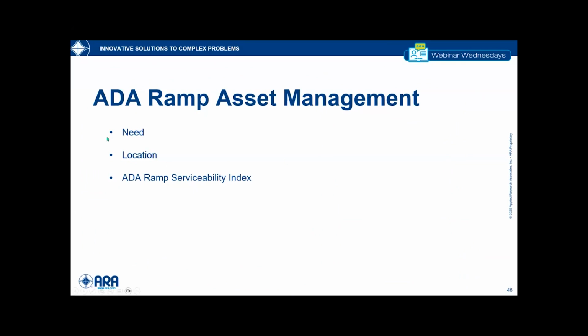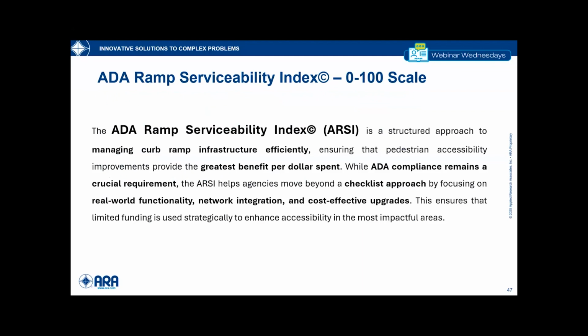The need is the number one thing for managing your ramps. Where is there a need? And that can be based on people, but it can also be based on location. And then the last thing that you can incorporate is this serviceability index that we came up with. Okay, and so what is the serviceability index? I'll give everyone a second to read this identification of the serviceability index. Essentially, it's similar to a PCI, but for ramps.